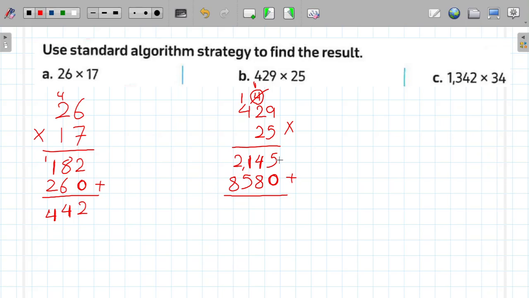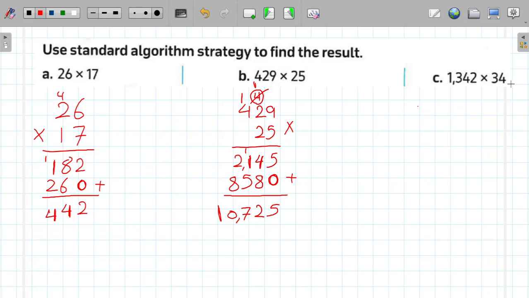Next I have 5 plus 0 equals 5. 4 plus 8 equals 12. So I will write 2 and carry up 1. 1 plus 1 equals 2, and 2 plus 5 equals 7. Next I have 2 plus 8 equals 10. So the final result will be 10,725.